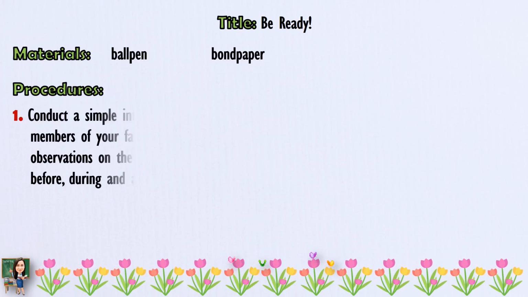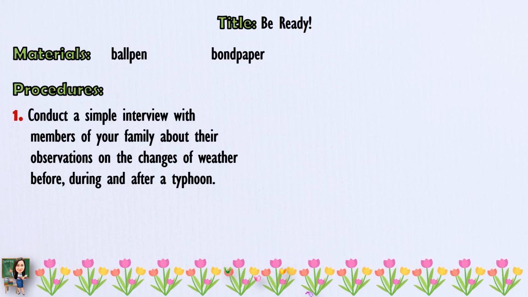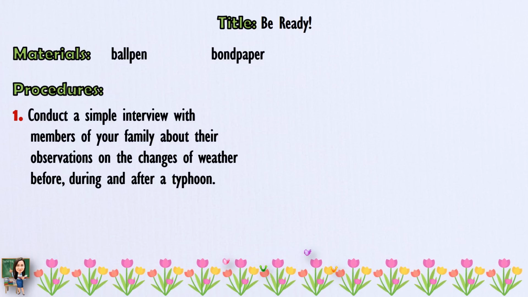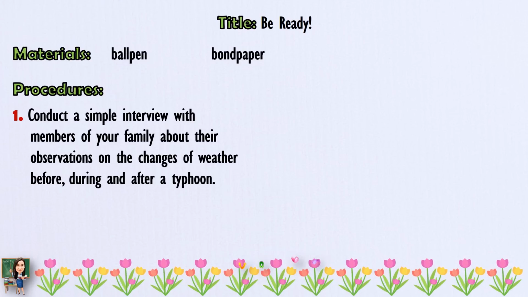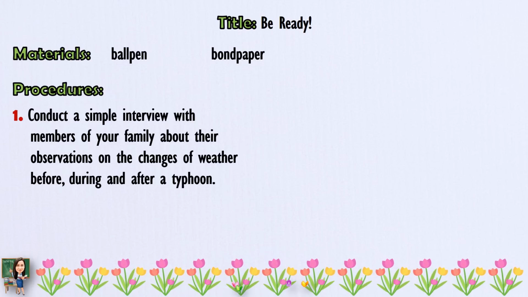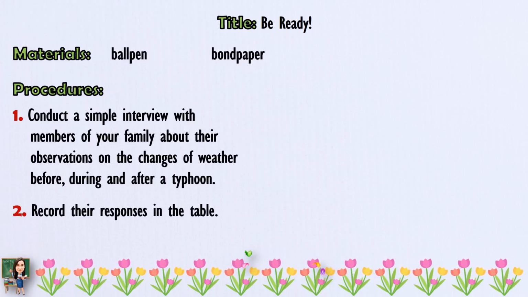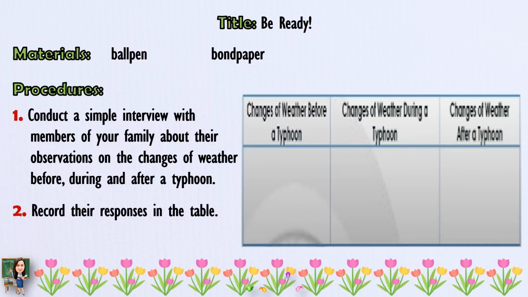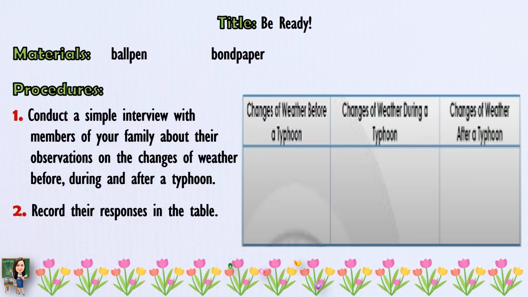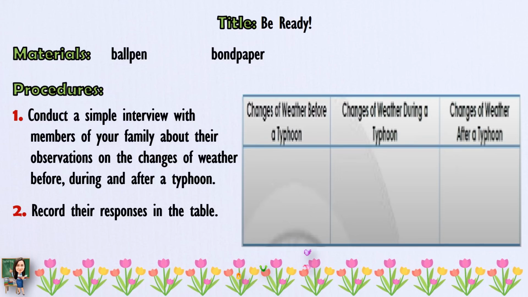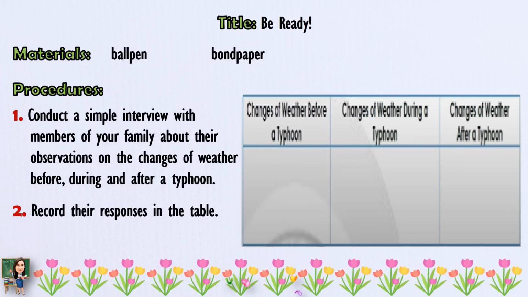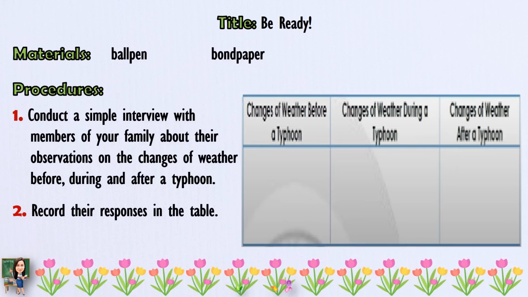Procedures. First, conduct a simple interview with members of your family about their observations on the changes of weather before, during, and after a typhoon. Second, record the responses in the table. In the first column, we have changes of weather before a typhoon. In the second column, we have changes of weather during a typhoon. And in the third column, we have changes of weather after a typhoon.